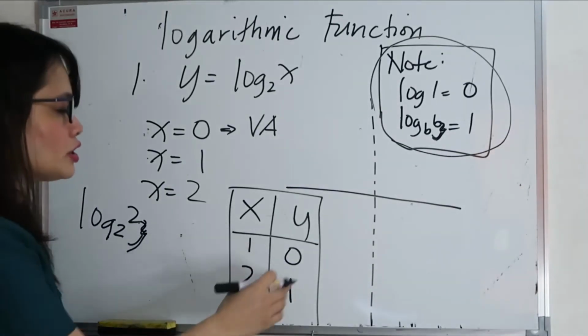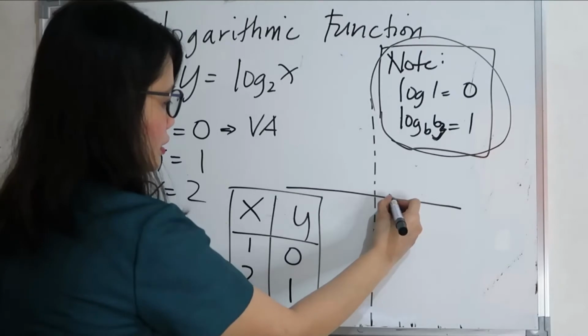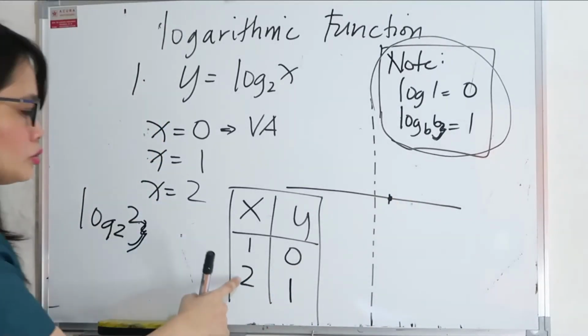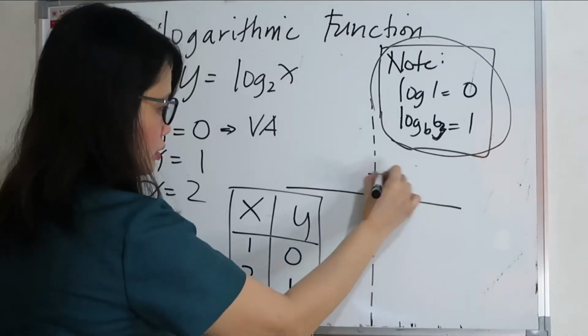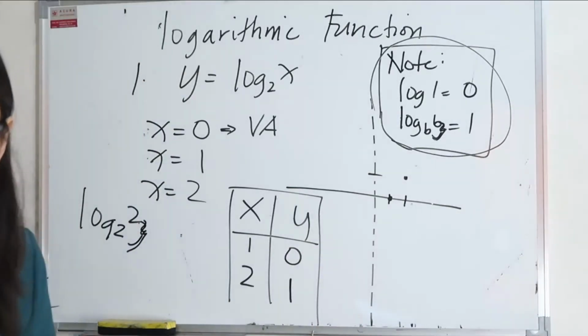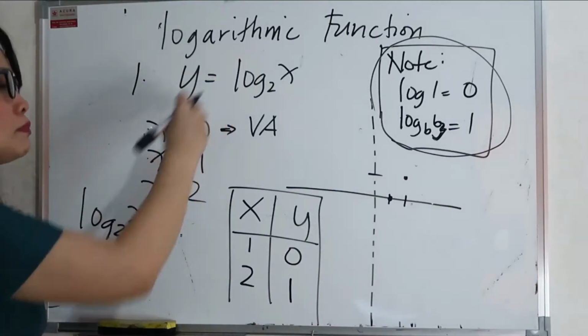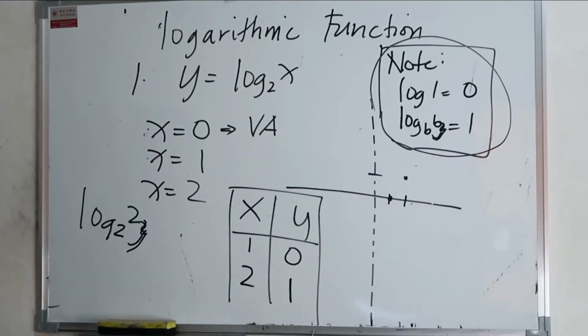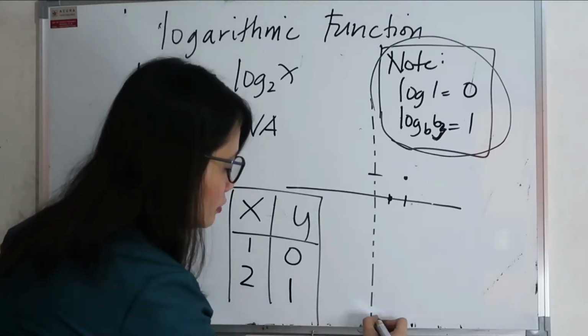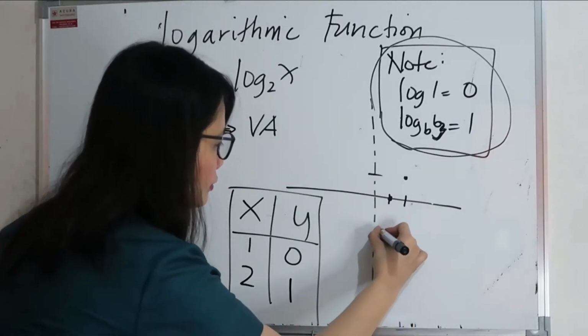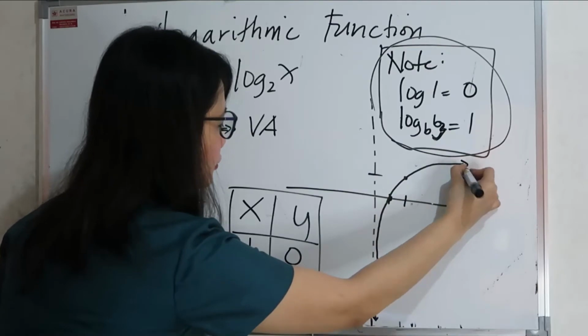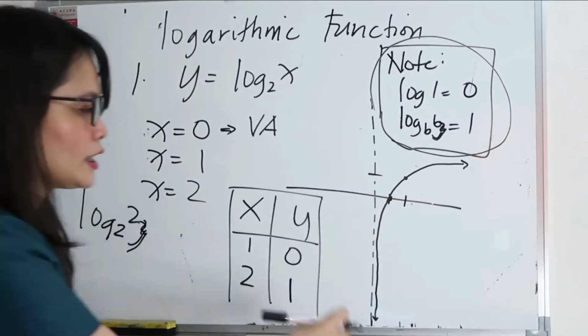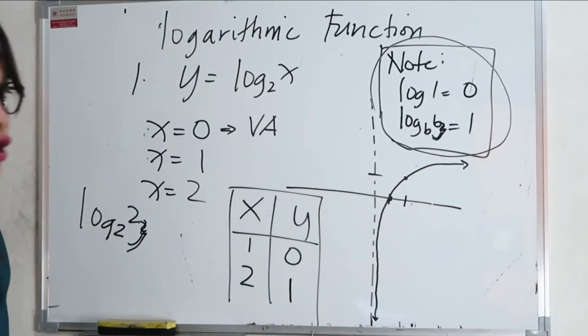So we have 1, 0 here. Next, 2, 1. So how do we graph a logarithmic function? To graph a logarithmic function, you start with the vertical asymptote, and then you connect the points.